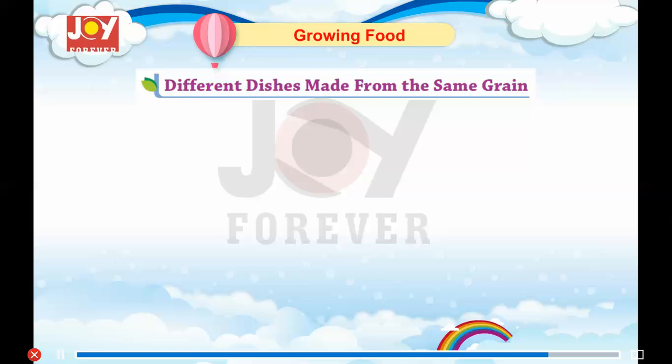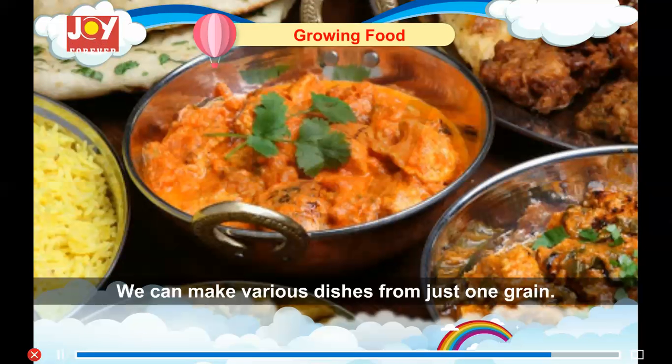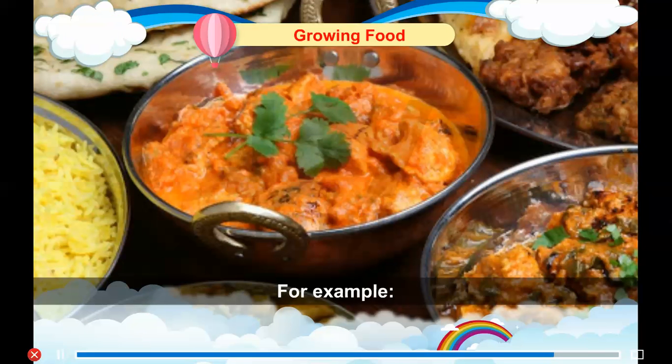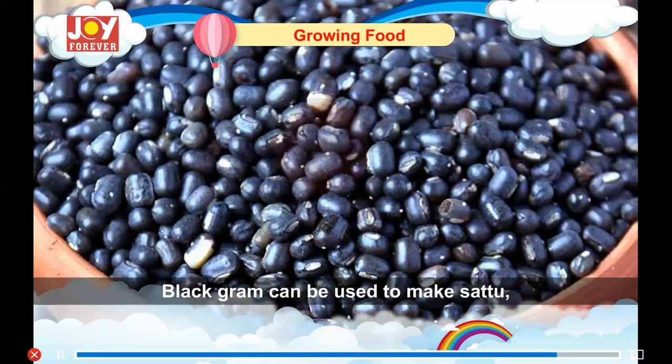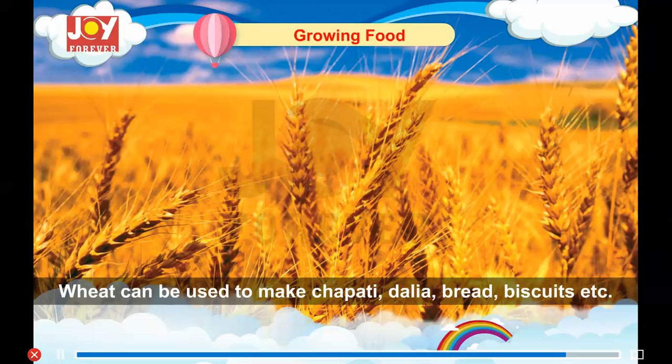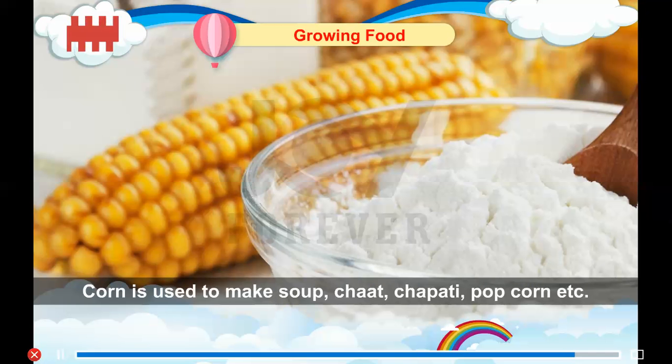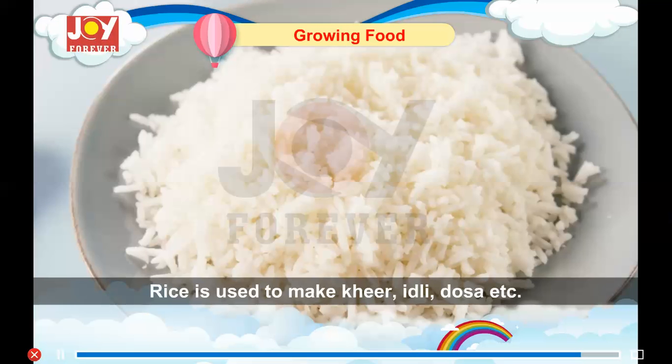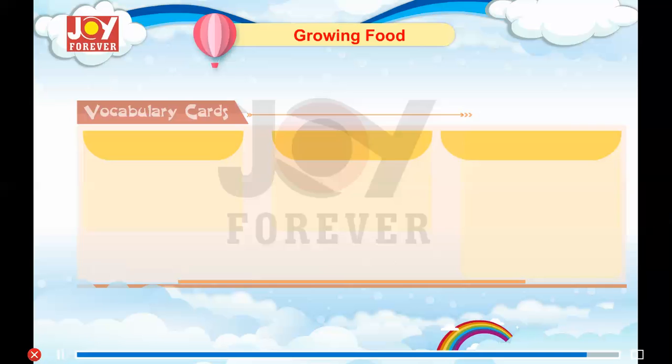Different dishes made from the same grain. We can make various dishes from just one grain. For example, black gram can be used to make sattu, kebab, chaat, fried gram, etc. Wheat can be used to make chapati, dalia, bread, biscuits, etc. Corn is used to make soup, chaat, chapati, popcorn, etc. Rice is used to make kheer, idli, dosa, etc.